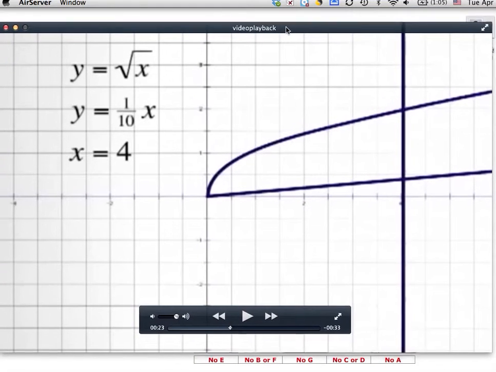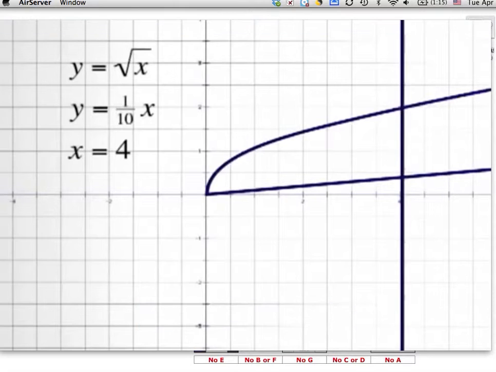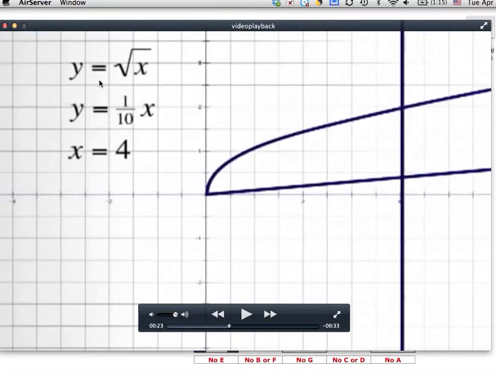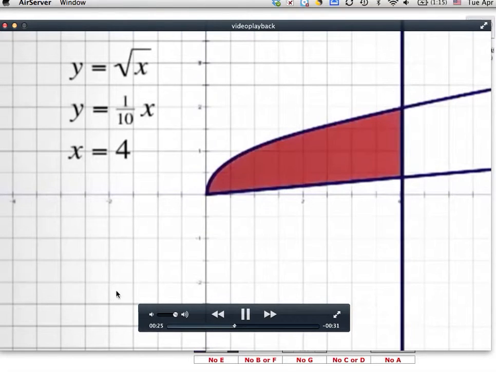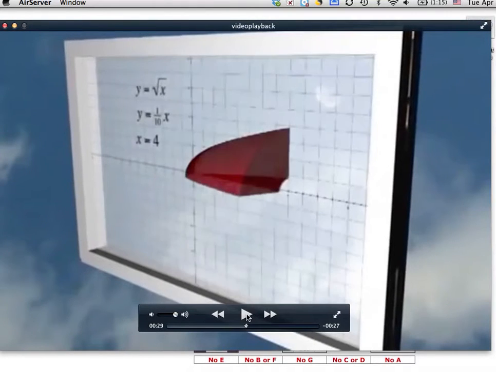What you've got here is someone has constructed the graph of y equals square root of x. That's this curve here. The graph of y equals 1/10 x, that's this line here. And the graph of x equals 4, which is this line here. And then we'll play this video from here, and they shade this in, and then this is the cool part.